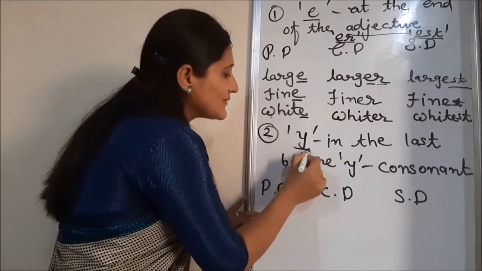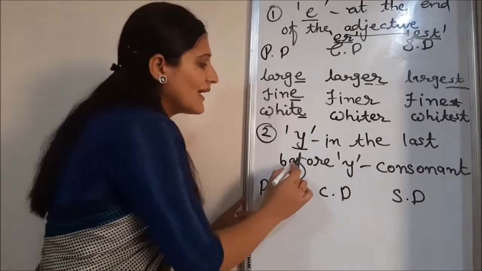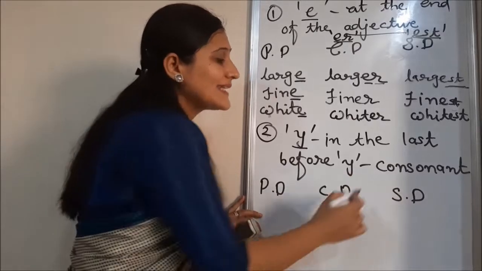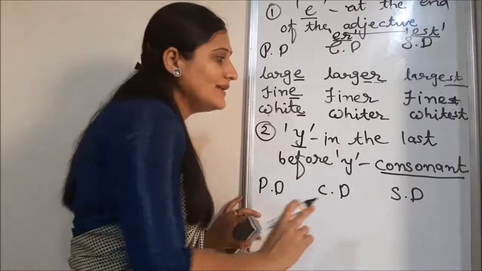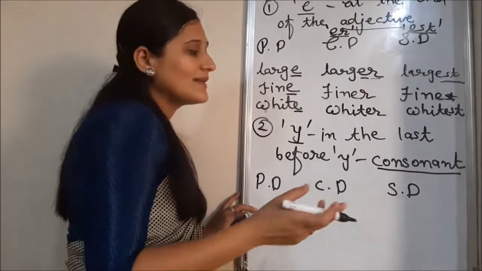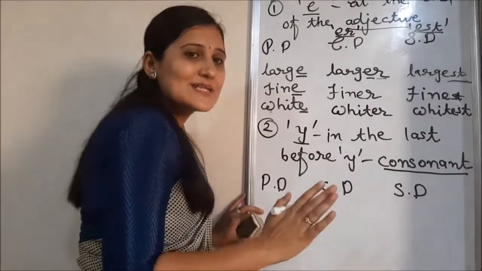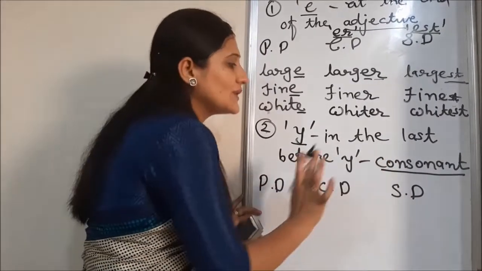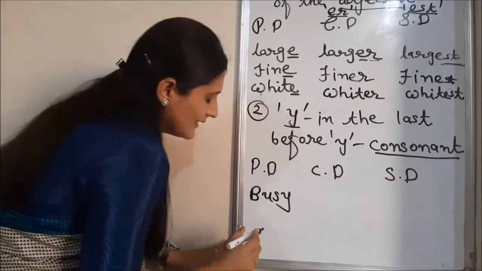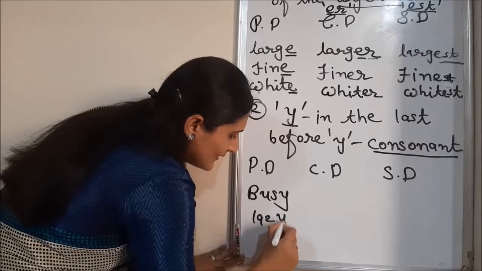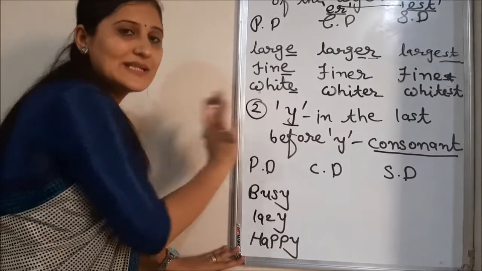Now, the second one is Y. If Y is last in the adjective and before Y, if there is any consonant, you know, right? From A, B, C, D, there are 5 vowels, A, E, I, O, U, and the rest of them are called consonants. So see, busy, then lazy, happy. These are examples of this.